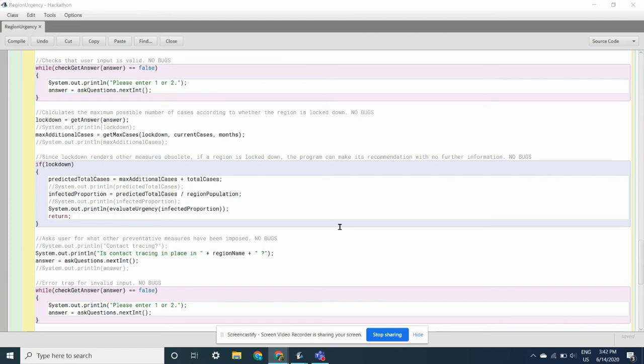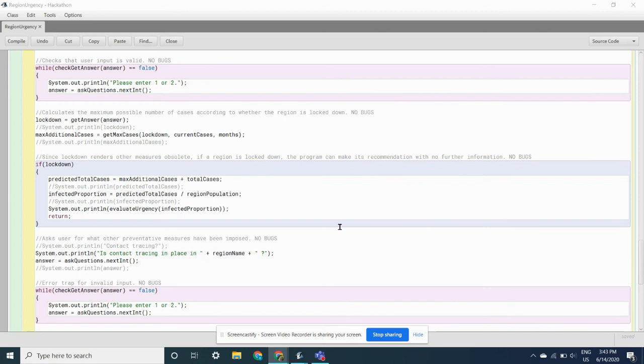The first division in the route that the program will take will be based on whether the region is in full lockdown. If it is in full lockdown, then since the transmission rates for full lockdown are fairly well understood, according to a study I found on the United Kingdom, the program can then calculate how many more infections it can expect to have in that region by the time the vaccine has been completed.